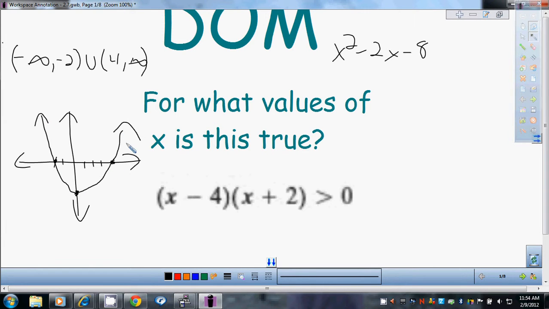Now, what is the question asking? It's asking, where is this function greater than 0? On a graph, what that means is, where is it above the x-axis? Everything less than negative 2, and everything greater than positive 4. You nailed it. Now let's think about this.